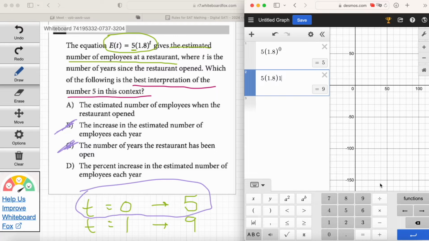So you could also think in terms of elimination here. But do you see now why 5 is the estimated number of employees when the restaurant opened? Do you see that now, especially when we plugged in that 0 for t? That tells us how many there were. Does that make sense now? Yes. Emma, Catherine, does that make sense why answer choice A is the best answer here?